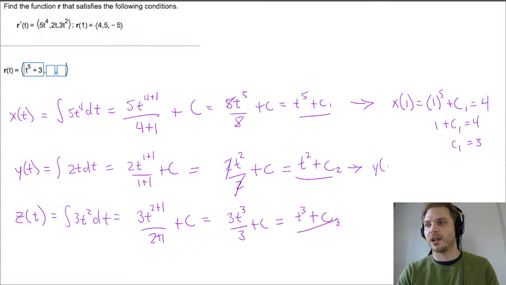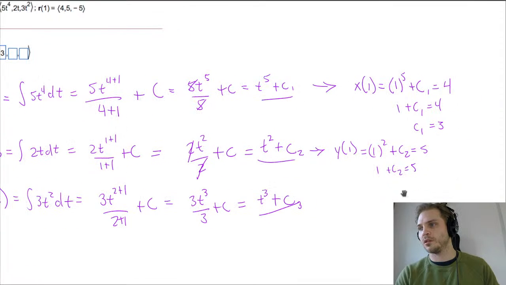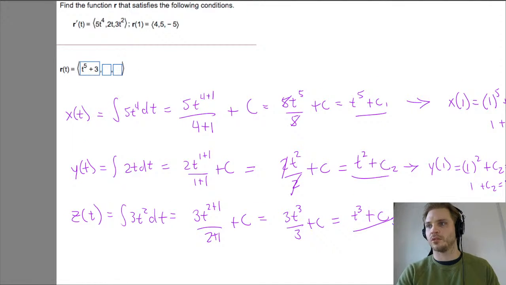We're going to do y of 1. So I plug in 1 and I get 5. That's what I should expect here. So that's equal to 1 squared plus c2, which we know equals 5. So 1 squared is 1, and subtract 1 from both sides, c2 equals 4. So this is 4, and we plug that into here. This is t squared plus 4.